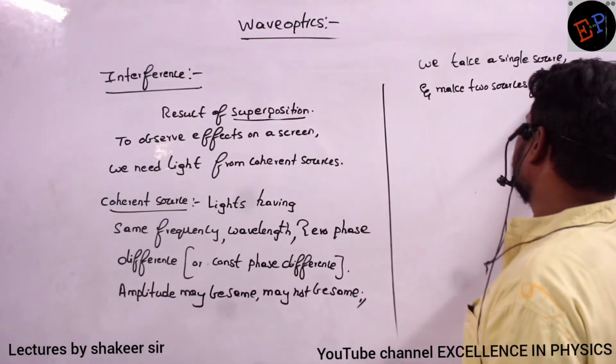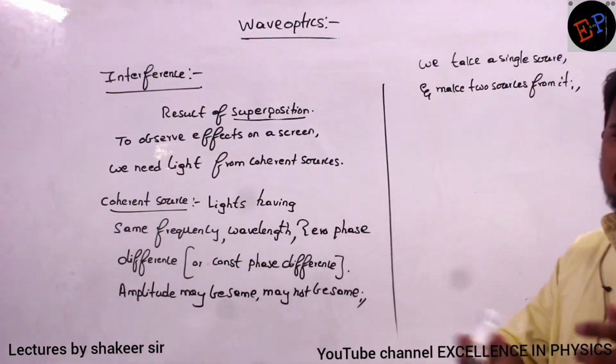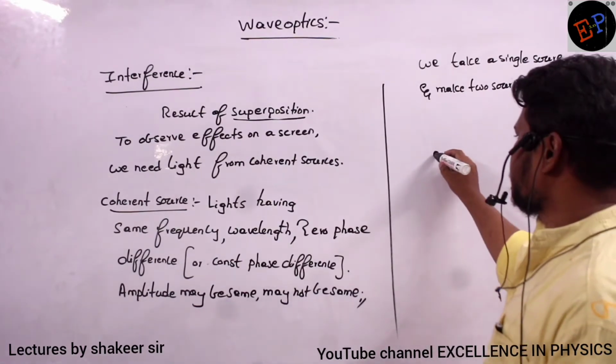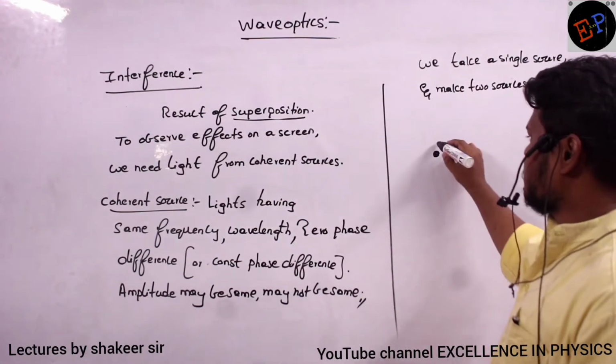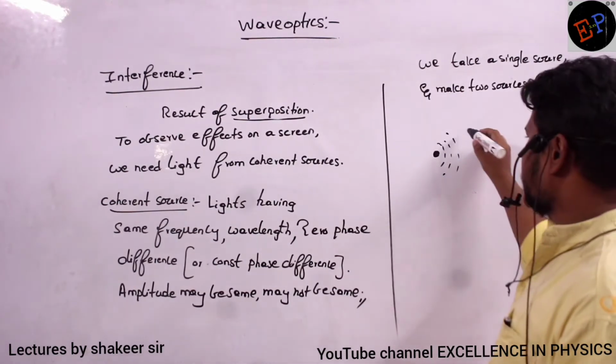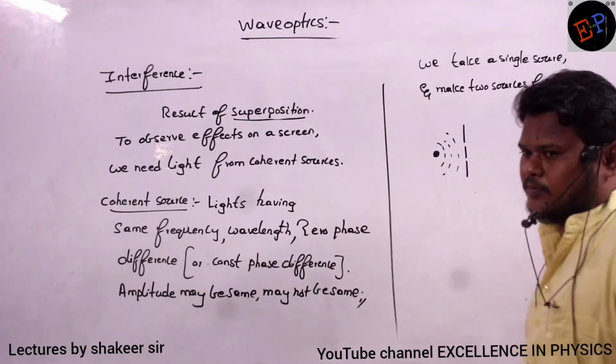Are you able to understand, ma? I will take a single source of light and I will make it such that two lights are coming from the same source. Now it is possible, no? See here. For example, this is a single source of light. So this will be emitting wavefronts like this, no? Emitting wavefronts like this. So I will take a cardboard. Here you make a small hole, and here also you make a small hole.